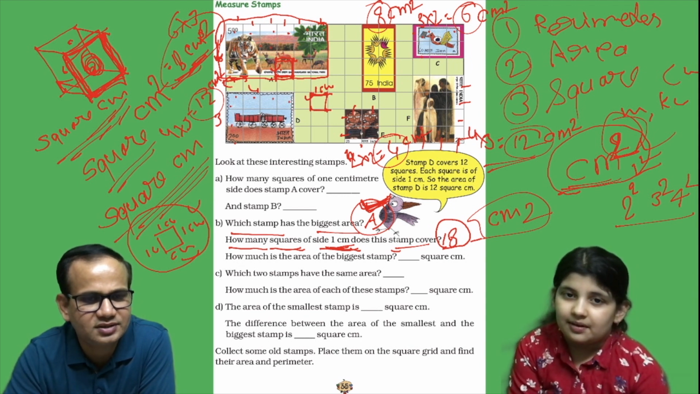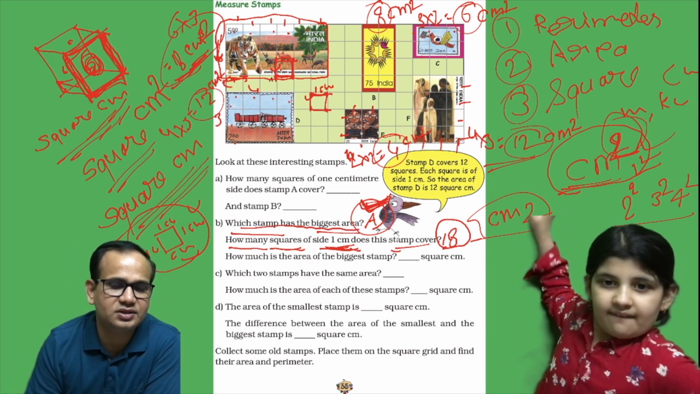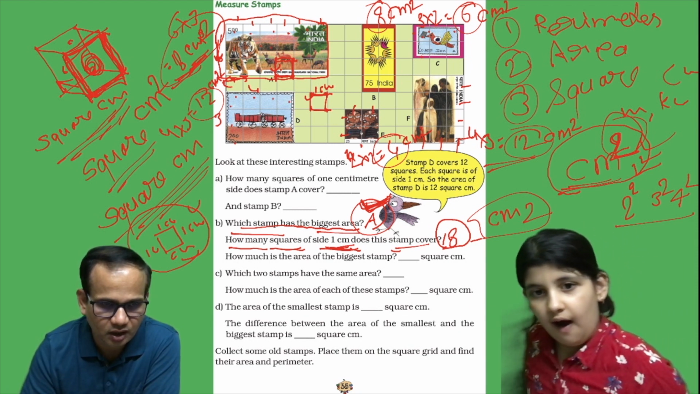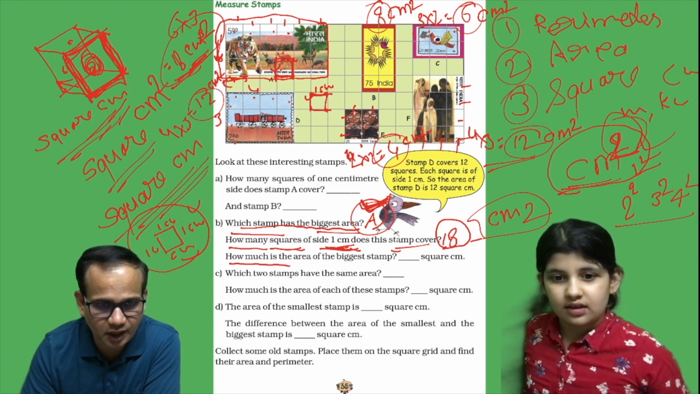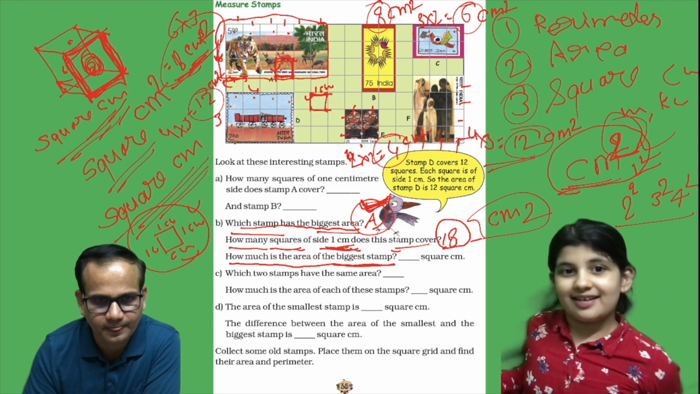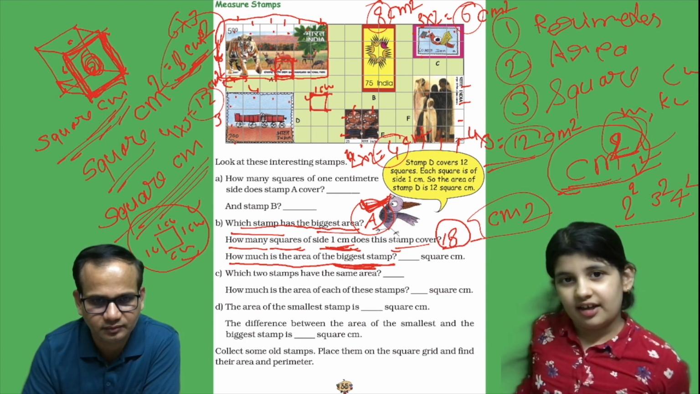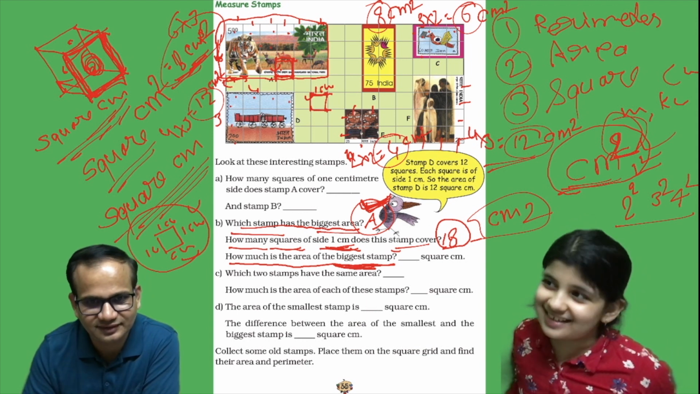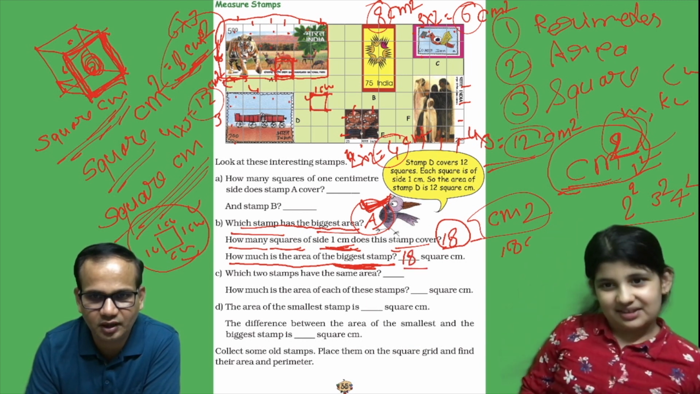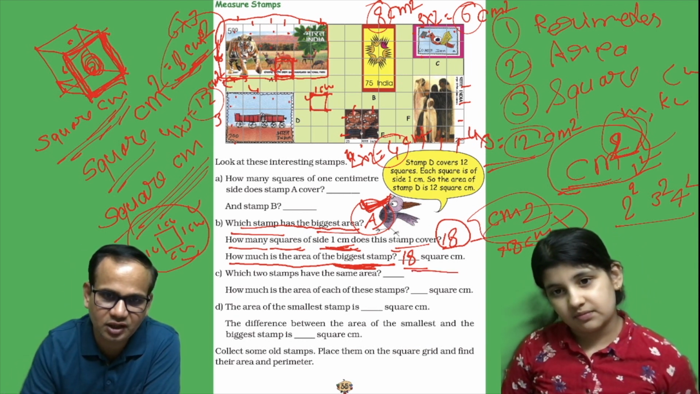No, it's not asking the biggest stamp. It's asking how big the biggest stamp is. He already asked which stamp has the biggest area. Question, you read carefully, Avisha. How much is the area of the biggest stamp, and which one is the biggest stamp? Stamp A, and the area of stamp A is 18 square centimeters. Don't make a mistake in this, Avisha. If you write 18 centimeter, that will be wrong. It should always be 18 square centimeter.